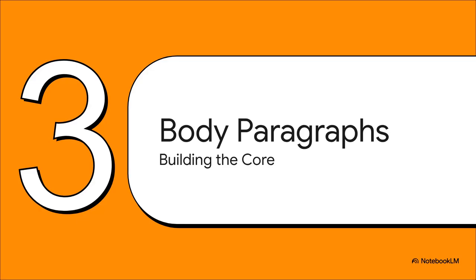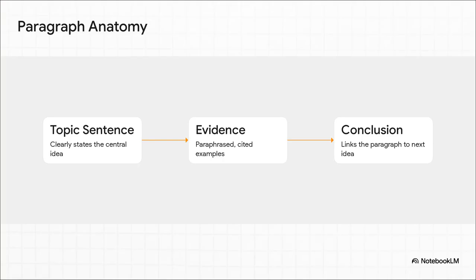All right, let's zoom in on Section 3, building strong body paragraphs. This is the core. This is where your argument actually lives and breathes. And every single body paragraph has to follow a strict 3-part internal structure. Think of it like a mini essay inside your actual essay. Number 1, the topic sentence, goes right at the top and clearly states the central idea of that specific paragraph. Number 2, your supporting evidence. This is where you unpack the idea using paraphrased, correctly cited examples from scholarly literature. And number 3, the concluding statement. Please don't just stop typing abruptly. Give us a sentence that ties the evidence together and creates a smooth, logical bridge to the very next idea.